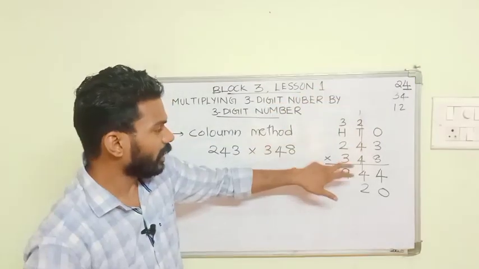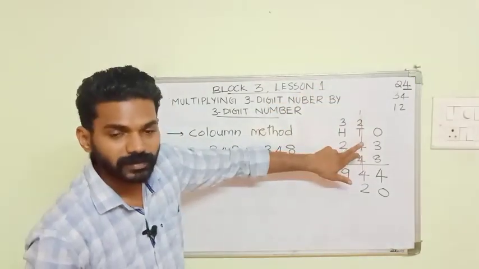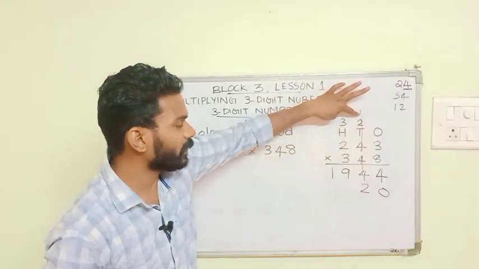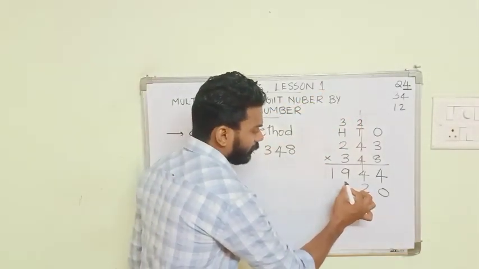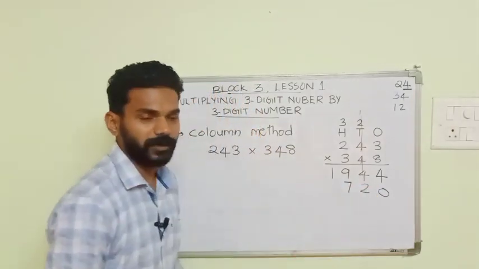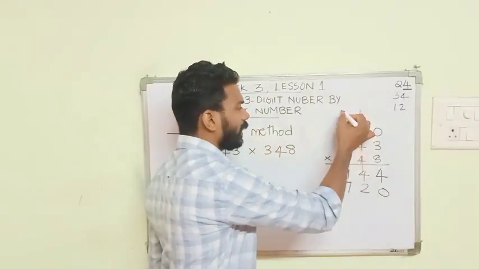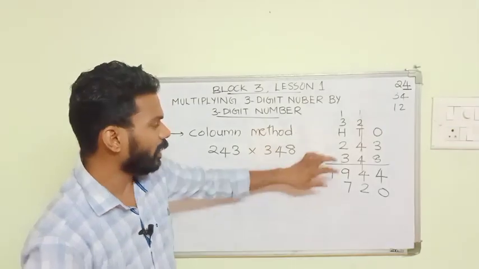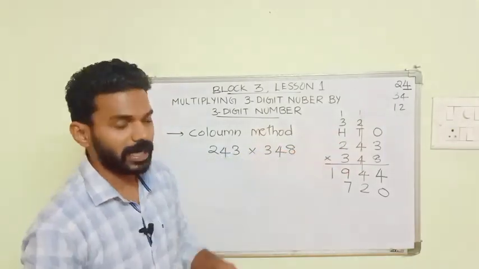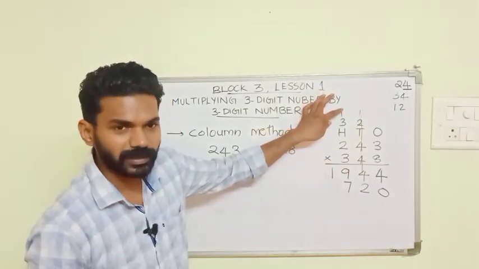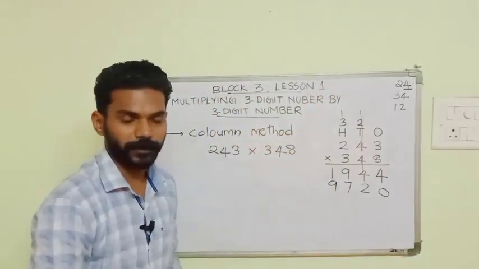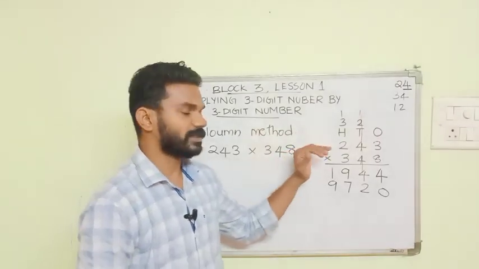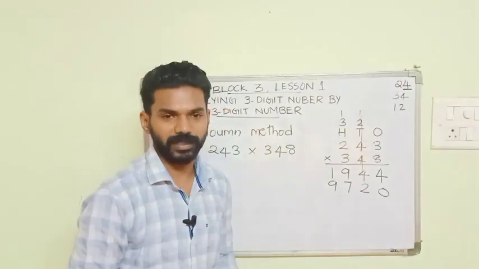Now 4 4s are 16. 16 plus 1 will be 17. For that 17 I will put 7 here. Now again there will be a balance 1. Now 4 2s are 8. 8 plus 1 will be 9. So here the second row is completed.